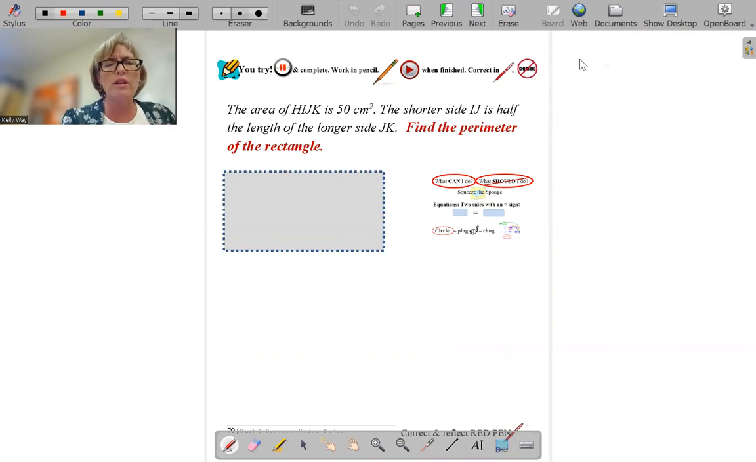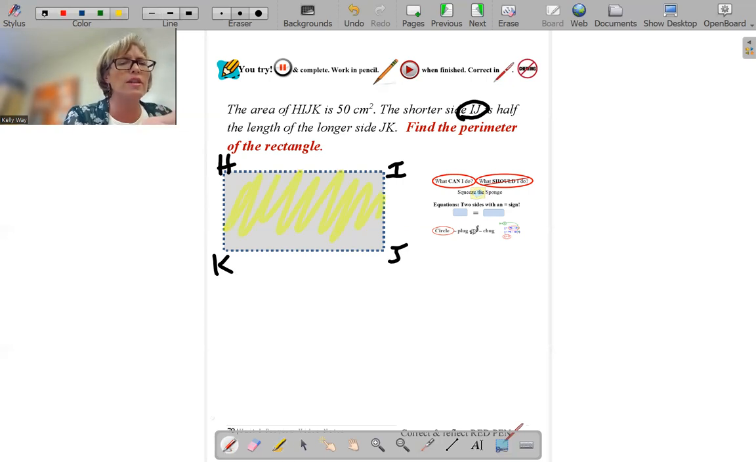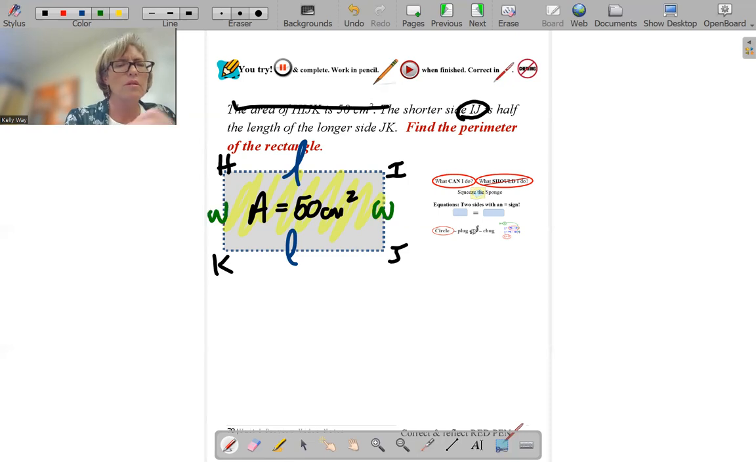So step number 1, we have an H-I-J-K, and the shorter side is I-J. So that tells me my H is here, H-I-J-K. We're told the area. So I always like to shade the area. It is 50 cm squared. Shorter side. So I've got length, width. The shorter is half the length of the longer side.